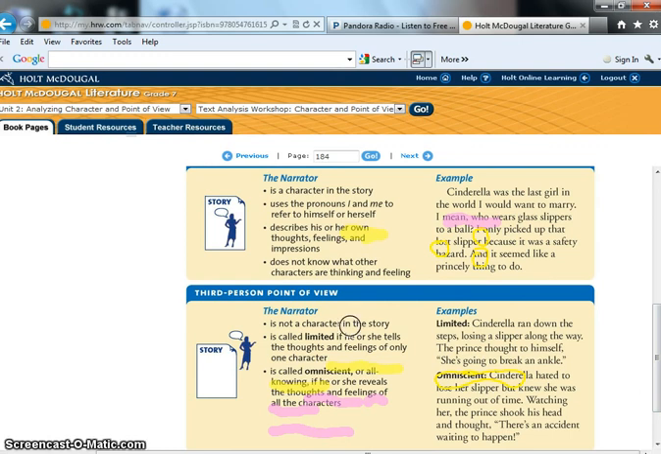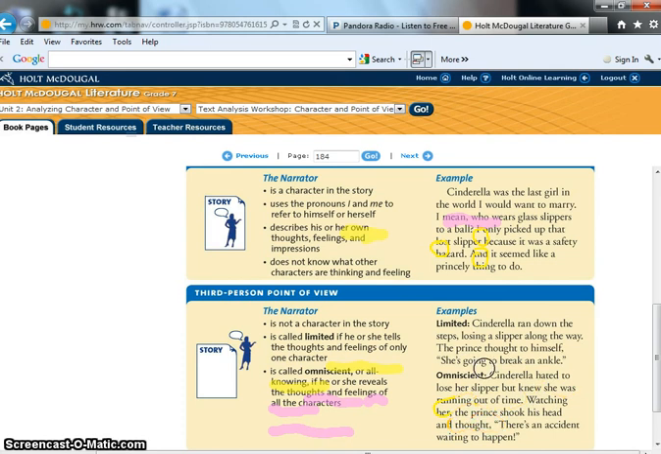So in this omniscient viewpoint, we can see that the narrator is telling us what Cinderella's thinking. It's telling us what Cinderella hates right here, and it's telling us what she's thinking. She knew she was running out of time. But then the narrator goes on and tells us what the prince is thinking. The prince thinks that's an accident waiting to happen. So that's the difference between a limited point of view and an omniscient point of view.